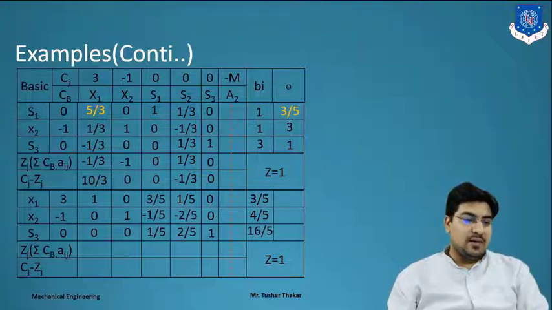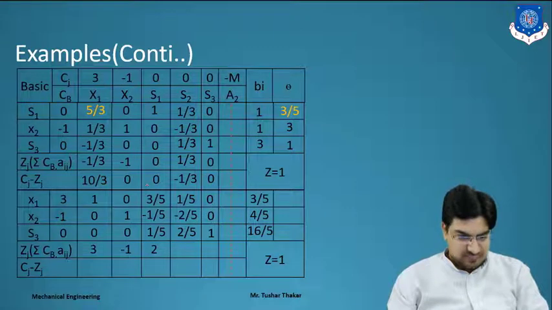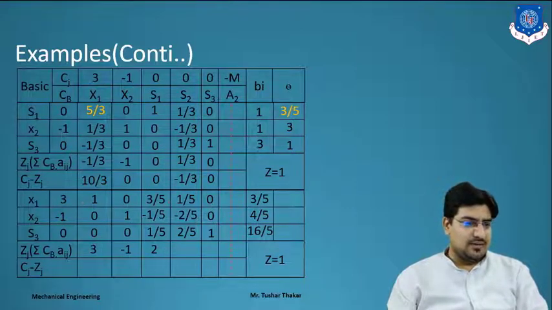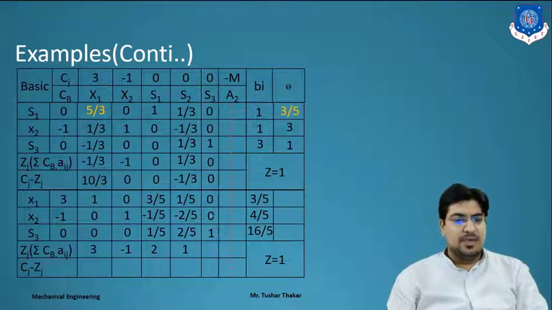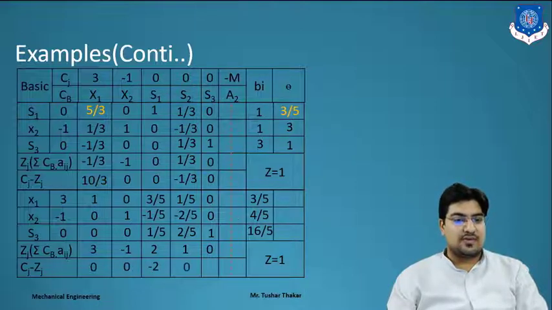So now we find out Zj: 1 into 3, that is 3, 0 into 3, 1 into minus 1, that is minus 1, 3 by 5 into minus 1 by 5, here we can get 2 over here, minus 1 by 5, minus 3 by 5 plus 2 by 5, we can get here 1 over here, right? We find out 0 over here. Now we have to find out Cj minus Zj: 3 minus 3, that is 0, minus 1 minus minus 1, that is 0. 0 minus 2 minus 2, 0 minus 1 minus 1, 0 into 0.